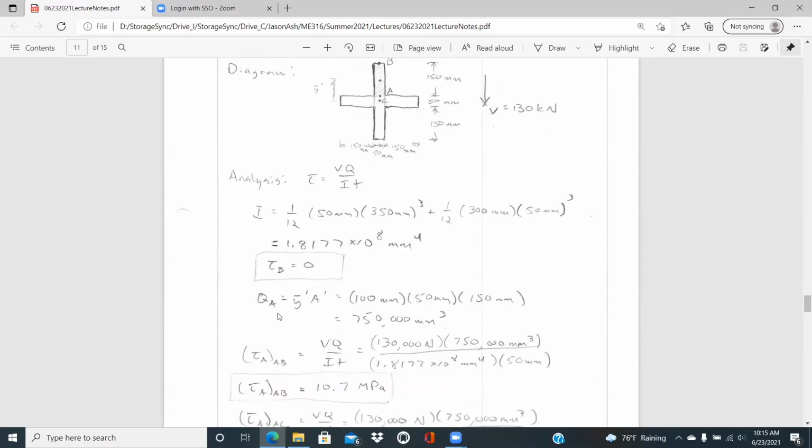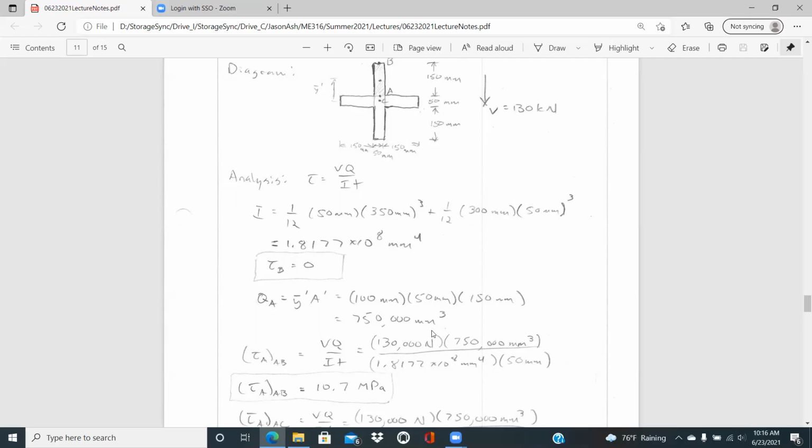And so Q of A then, looking at that shaded portion on the top, is Y bar prime A prime. And so that distance to the neutral axis, the distance to the centroid of this top portion, half of 150 is 75 plus half of 50, 25 will give us 100 millimeters from the neutral axis up to the centroid of that top section. And so that's our Y bar prime 100 millimeters, and then that area is 50 millimeters by 150 millimeters. And so Q for this top section then is 750,000 millimeters cubed.